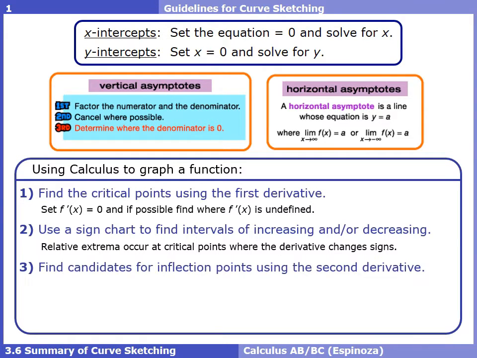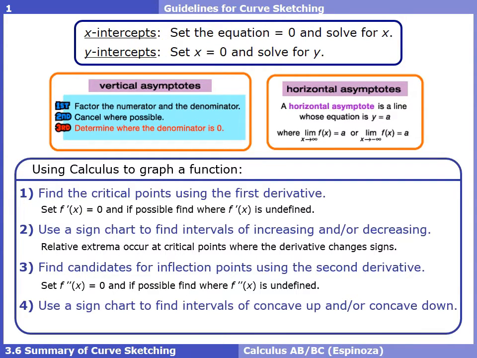In 3.4, we looked at inflection points using the second derivative. So to find those candidates, and that's the key, they're candidates, we would set the second derivative equal to 0, and if possible again, find where the second derivative is undefined. To determine if those points were indeed inflection points, we would set up a sign chart so that we could find our intervals of concave up and concave down. And then if we saw a change in the second derivative sign, we knew we had an inflection point. So this slide again will serve as an overview and a quick reference for what we learned in 3.3, 3.4, and 3.5.